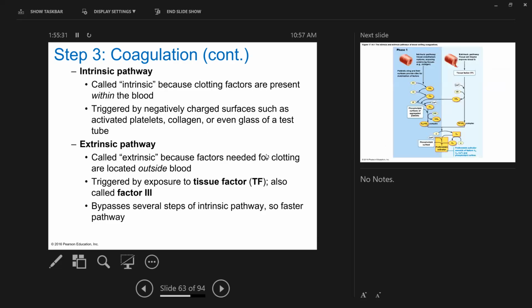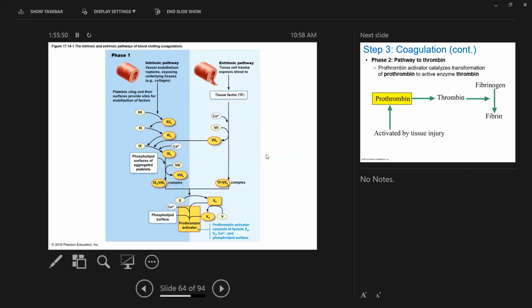The intrinsic pathway, we call it that because all the clotting factors involved are within the blood itself. The extrinsic pathway requires clotting factors that come from outside the blood. It's like the addition of calcium, for example. Here are the two pathways here. The extrinsic pathway on the left has multiple steps here. The platelets are going to trigger that. The presence of the platelets inside the vessel will trigger the intrinsic pathway. The extrinsic pathway is triggered by damage to the tissue.